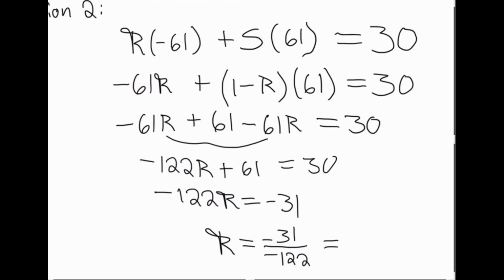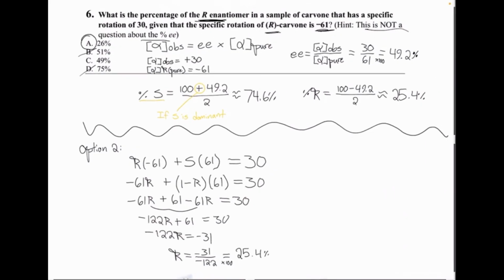31 divided by 122. And then, of course, you times by 100 to get the percent. That is 25.4 percent, not degrees, everyone. Round up, you get 26%. So those were the two ways to solve for the percent of the R enantiomer.